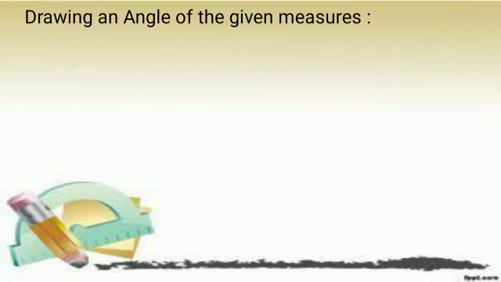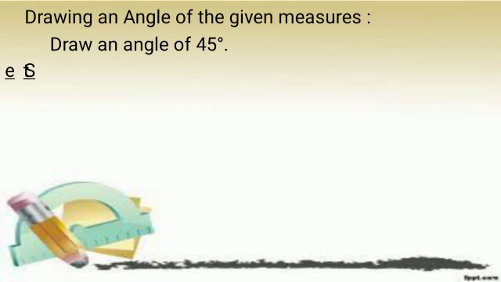is given. The earlier one is what? The angle is given, you have to measure. But here, what is the procedure? What do you have to do? The measurement is given, and according to that, you have to draw an angle. So again, here you have to follow certain steps. So let's take a question. Here it is. Draw an angle of 45 degrees. Okay. So what is your first step?